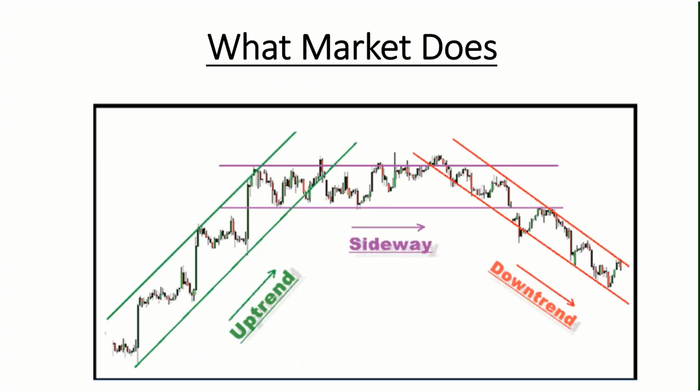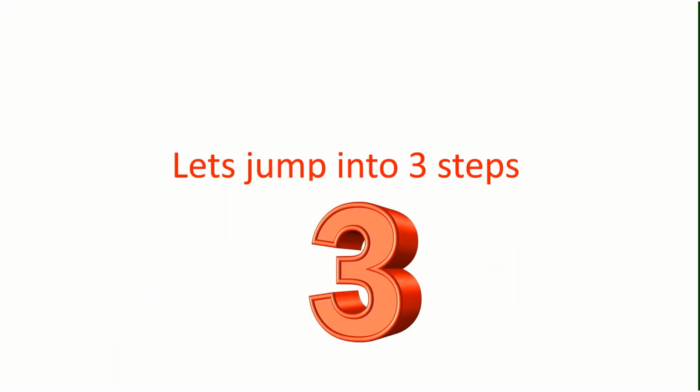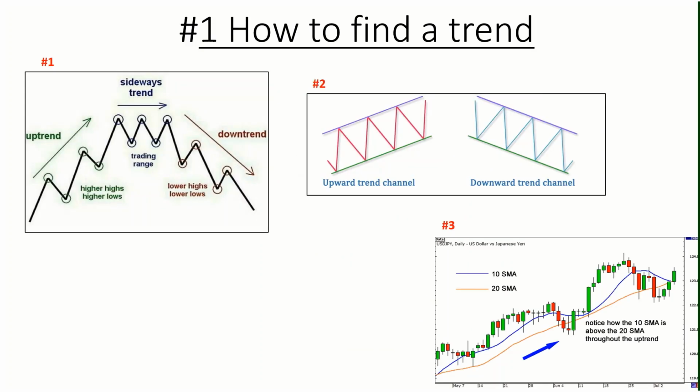So let's jump into what the market does exactly. The market is doing only 3 things. The market can only be in an uptrend, or it can be sideways, or it can be in a downtrend. We don't care about and we don't look for the market which is sideways. It's rubbish for us. So we just look for an uptrend or a downtrend.